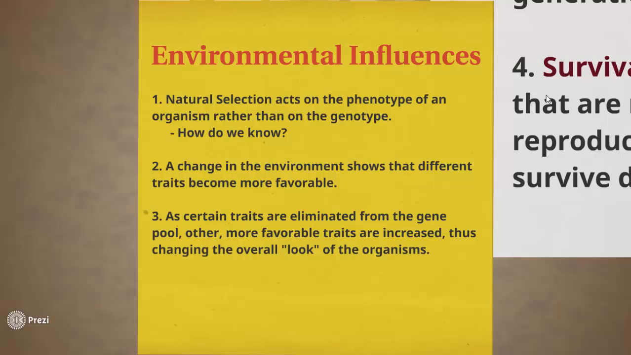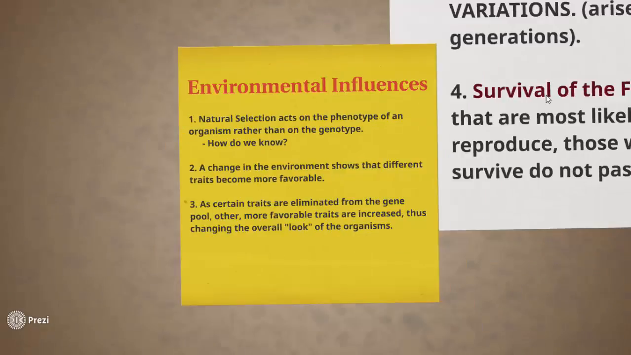Natural selection acts on the phenotype of an organism rather than the genotype. Think about, once more, the dark moth and the light moth. A change in the environment shows that different traits become more favorable. As soon as traits are eliminated from the gene pool, other, more favorable traits are increased, thus changing the overall look of the organism.